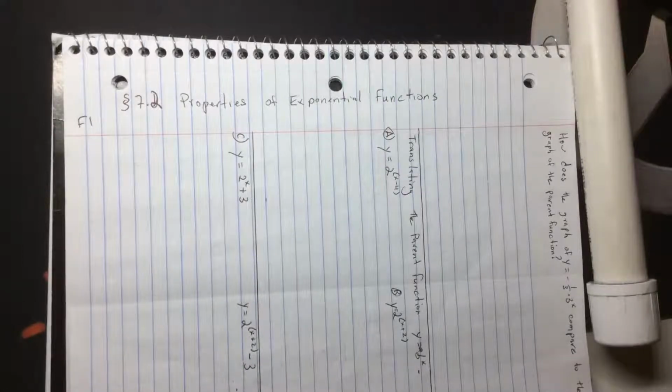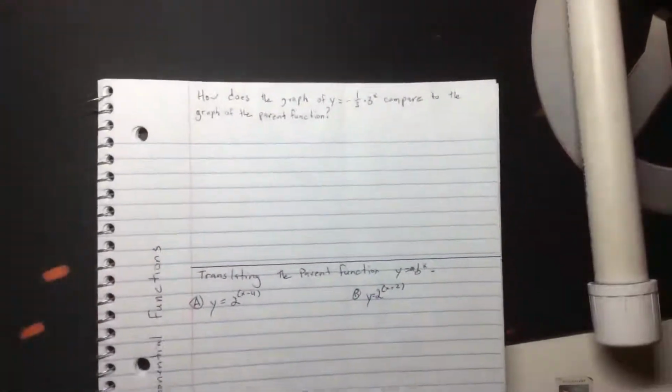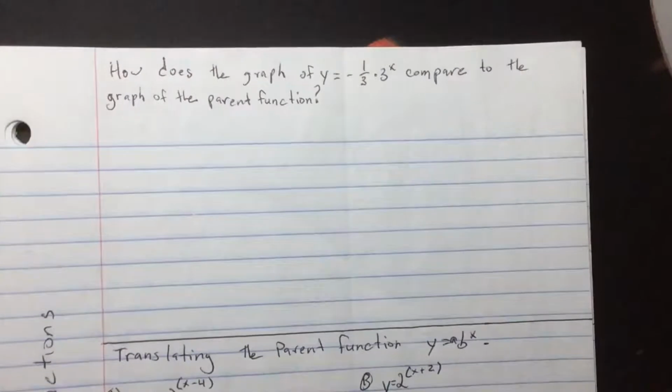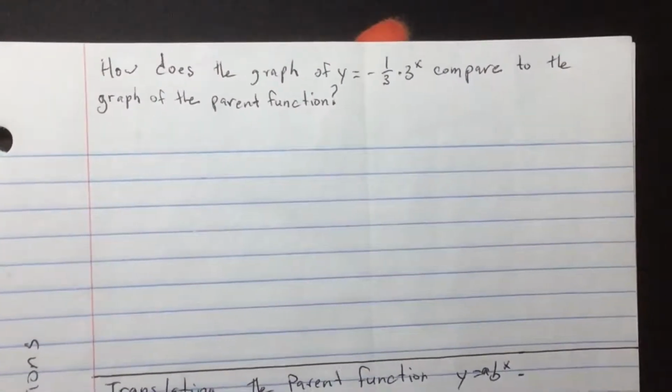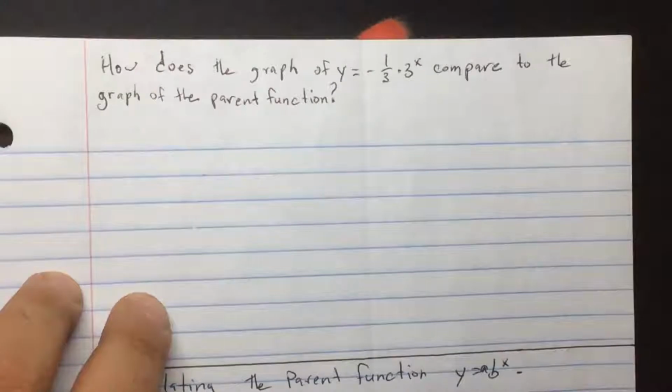This is section 7.2, properties of exponential functions. This is foldable number 1. So we'll go ahead and get started with this one. The first one here, we're going to be looking at how the negative affects the parent function. And this one's a little bit different because we're using this function here, which is the same.